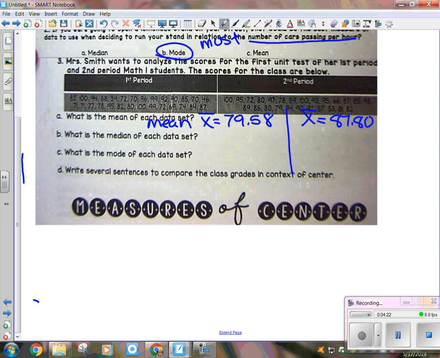So far, which class seems to be the stronger class? Second period. All right, what's the median of the set of data? It's the middle point. If you went down, remember, scroll down the page. So the median for this one is what? 80. What's the median for second period?